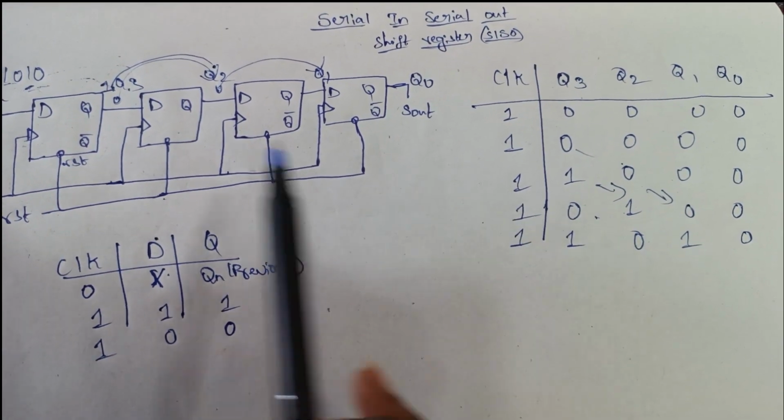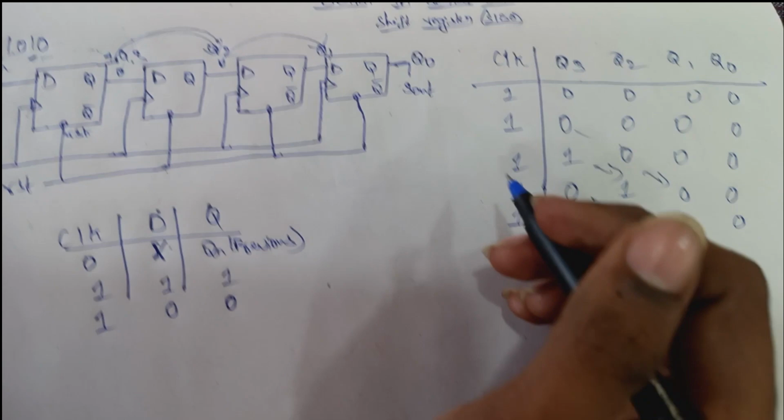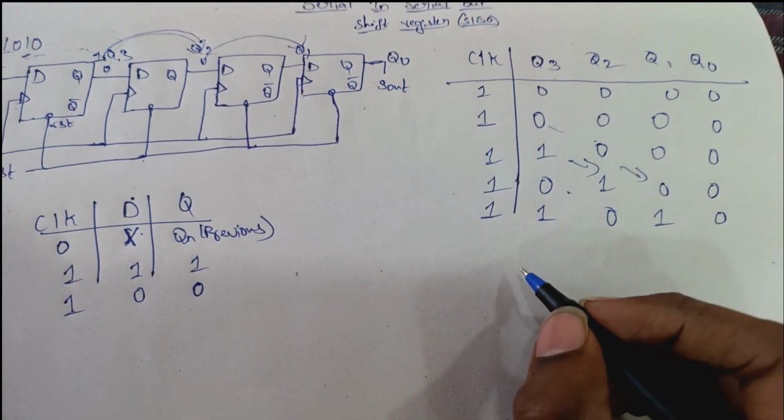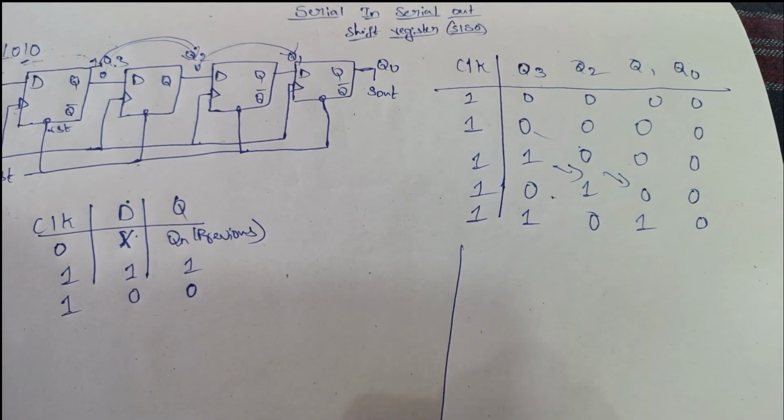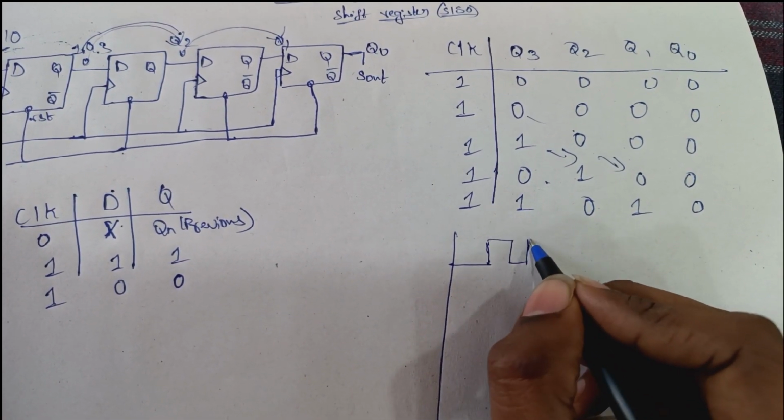In this way the inputs are fed by a single bit and the output will also be taken bit by bit. Now we will see the clock cycle. I am considering a few clock cycles.